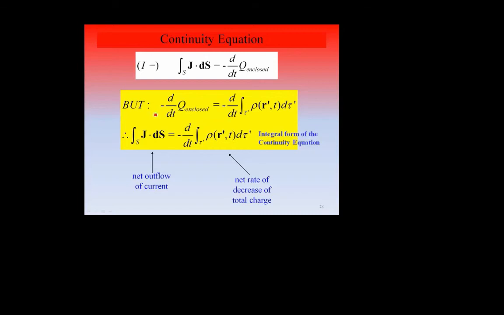Let's look at this. We had the equation that relates this to the time dependence of the charge density integral. So this is Q enclosed. So then we can rewrite that by just saying that this is equal to the integral of j dot dS over the surface S, and the same quantity here. We've replaced Q enclosed with this integral here. This is called the integral form of the continuity equation. This is the net outflow of current. This is the net rate of decrease of the total charge. This is like a dQ/dt, and this is related to current.